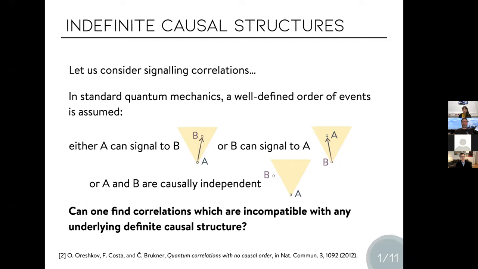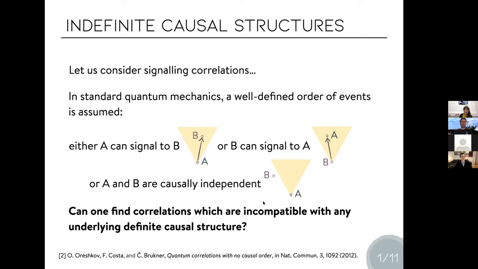So in order to make you understand what indefinite causality is in just a few slides, let me start by considering signaling correlations. So in standard quantum mechanics, we have that if a well-defined order between the events is assumed, then if I have two events, A and B, either A happens before B, and so A can signal to B, or B can signal to A, or the two are causally independent. So neither of the two can signal to one another. And one of the main questions, loosely speaking, was whether one could find correlations which are incompatible with any underlying causal structure.